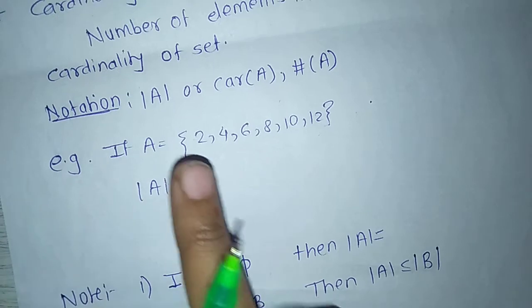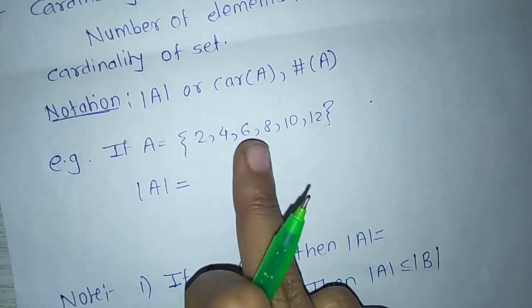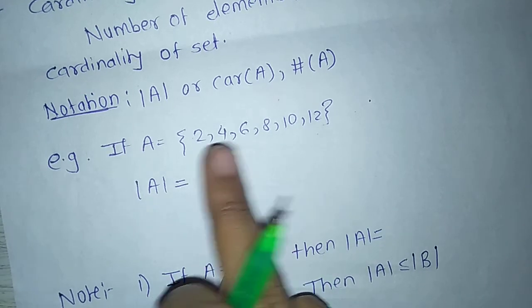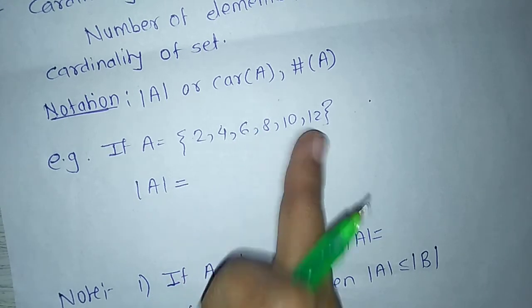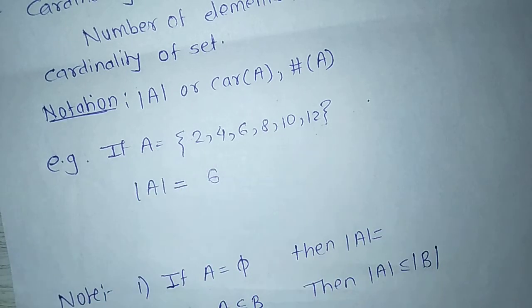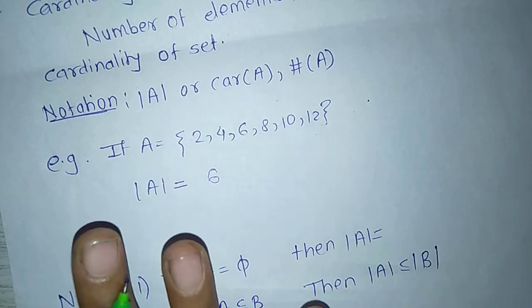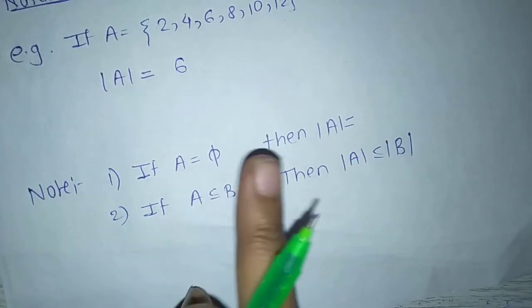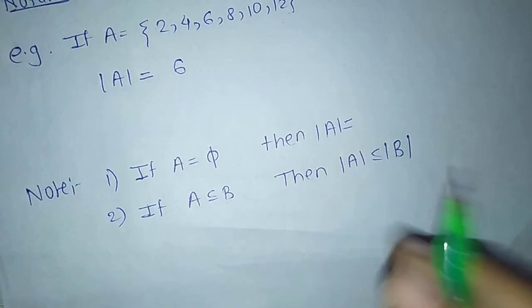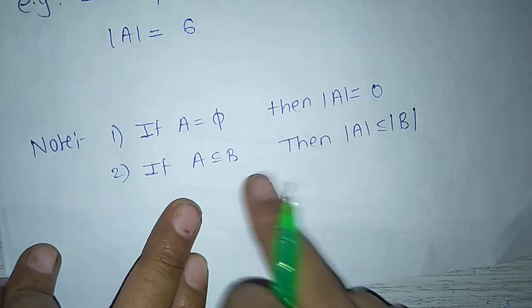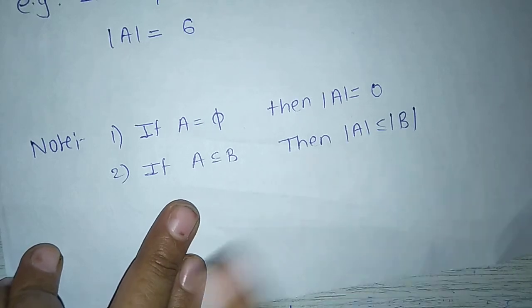For example, if A equal to the set of 2, 4, 6, 8, 10, 12, then order of A equal to 1, 2, 3, 4, 5, 6, which means order of A equal to 6. There are 6 numbers in set A, so order of A equal to 6. And if A equal to the empty set, then order of A equal to 0. And if A is a subset of B, then order of A is less than or equal to order of B.